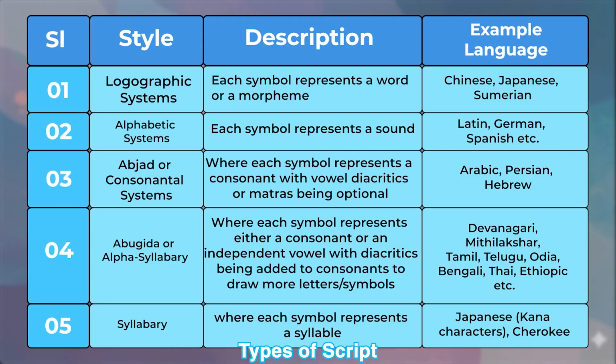So we have logographic systems, we have alphabetic systems, we have consonantal systems, we have abugida or alpha syllabary, as we follow in Indian languages, and then we also have the system that is simply syllabary. You can see the table to get the details about it.